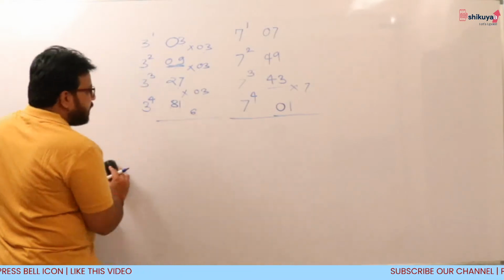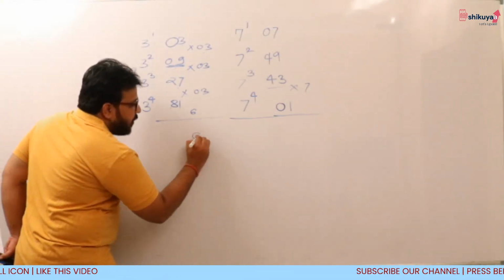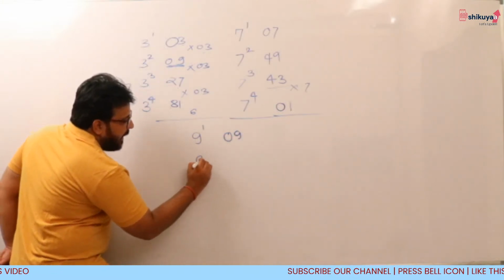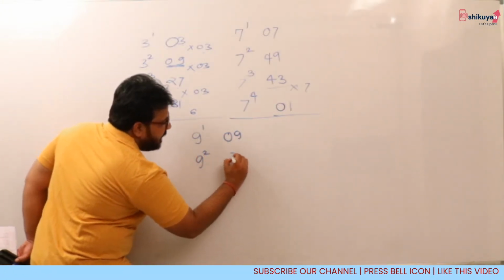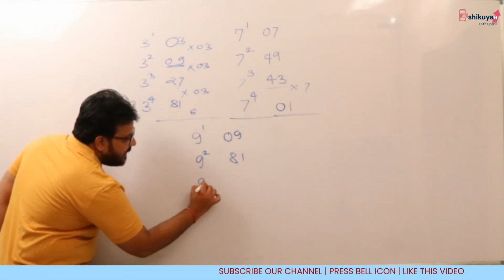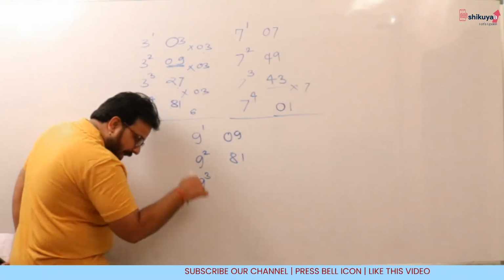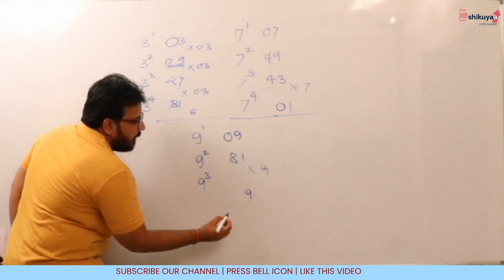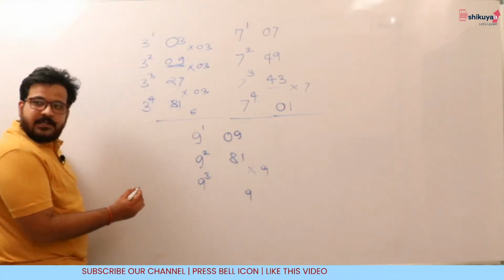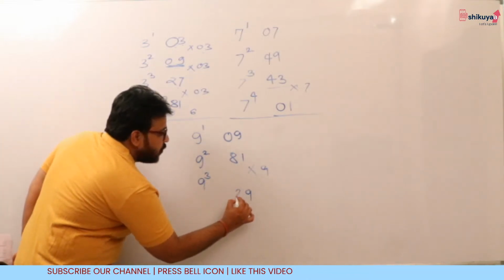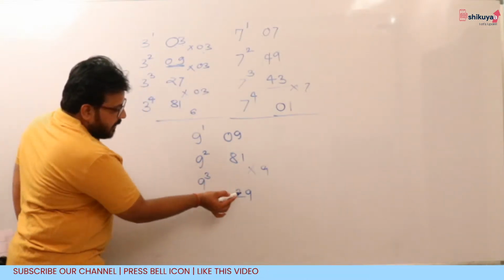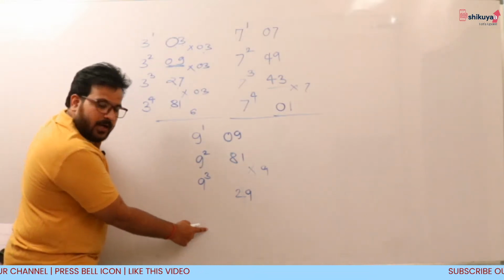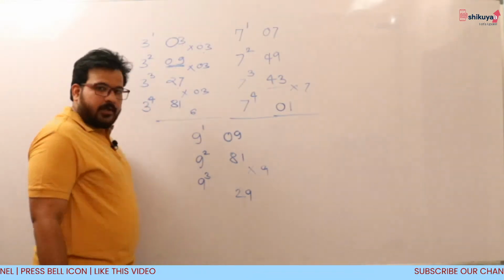Now what is the situation? What is the case about 9? Just try to understand. 9 raised to 1 is always 09, and 9 raised to 2 is 81. So what is 9 raised to 3? 9 ones are 9 and 9 eights are 72, that is 729. But try to understand my point. This is ending in 9. Again for 9 raised to 4, it will be 1 at the end. Try to understand my point.